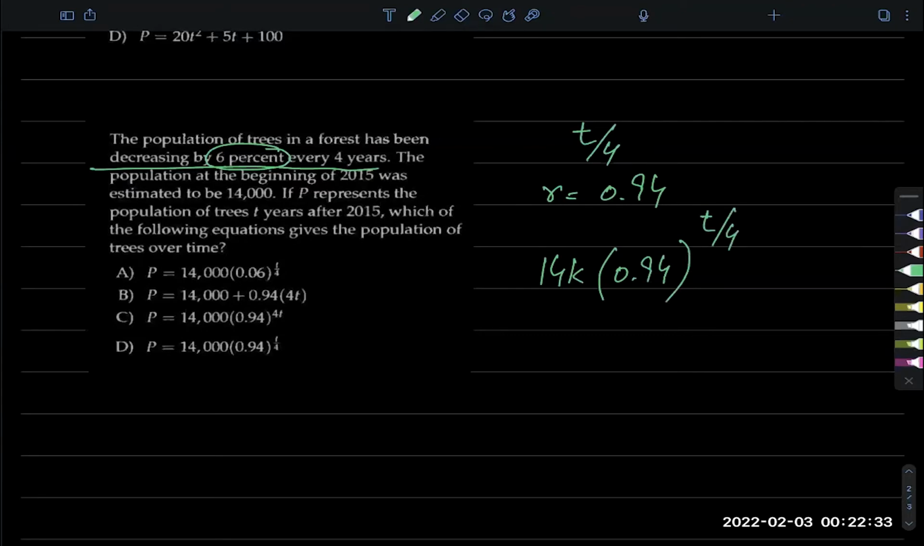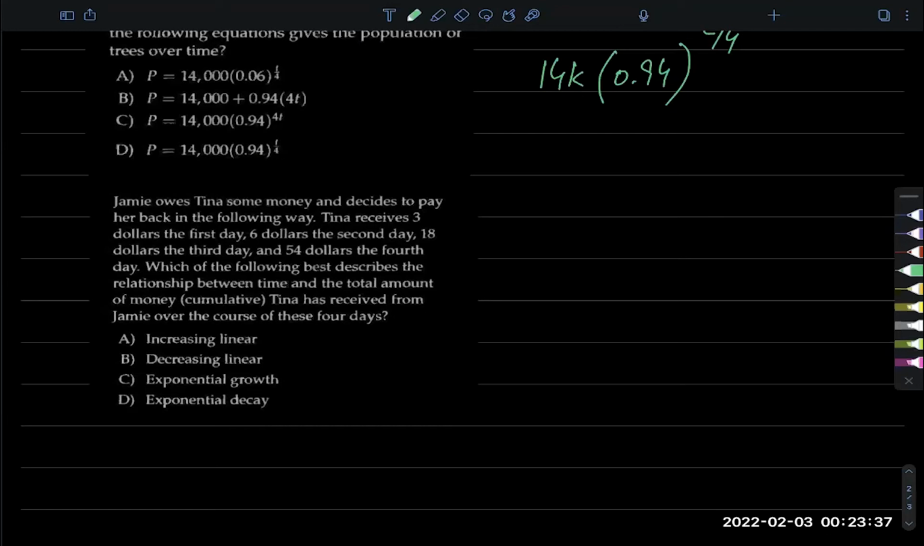Clear? Yes, sir. What's the answer? C. C, yeah. So just keep track of what she's doing. 3, 6, 18, 54. That doesn't really mean she's giving a fixed value, right? But if you look at the total money that she's received, first day she got 3, then she got 9, then she got 27, then she got 81. So that is a factor of 3 every time.